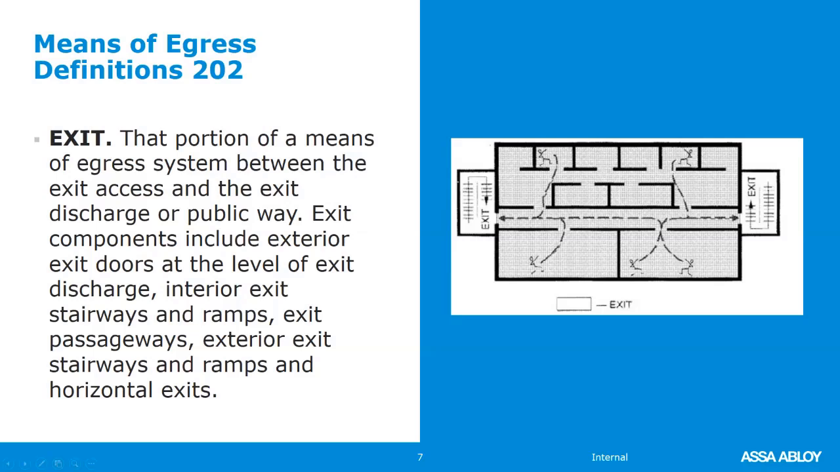The gray area is exit access. The white area is the exit. Once you cross through this door, this is a fire door assembly. Once you cross into the exit, you are now safe from fire and smoke for the remaining portion of your egress out of the building. There are stairwell reentry rules, which is a completely different topic, and it's a completely different ASSA ABLOY Academy webinar. But for the most part, you should be free from smoke and fire once you get to the vertical exit stair or once you cross through a horizontal exit.